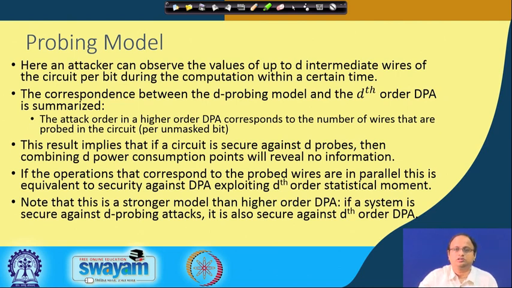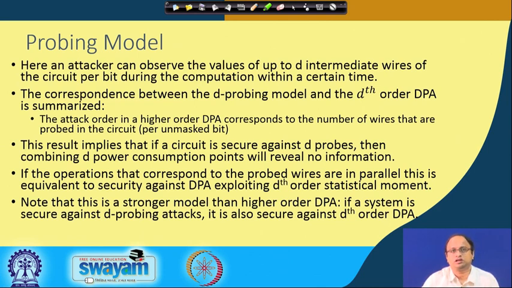The idea of a higher order DPA is to combine multiple leakage points, and in the probing model also you are probing inside the circuit and observing the information at those points. So you are allowing the attacker to observe, say, d points inside the circuit. This is essentially similar to the higher order DPA, and there is a very close relation between them.